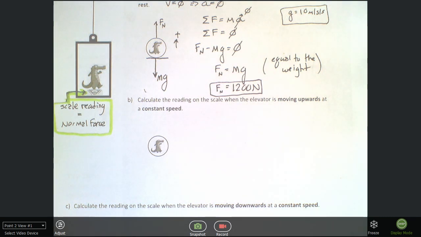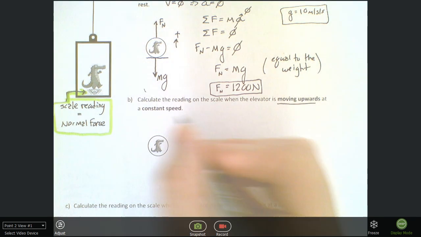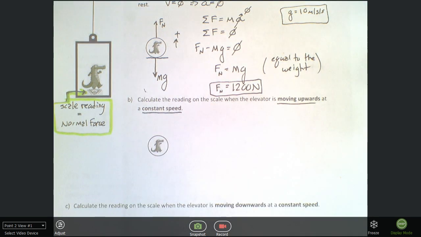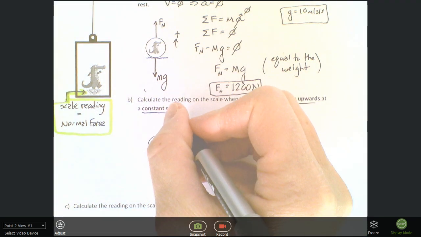Calculate the reading on the scale when the elevator is moving upwards at a constant speed. Well, what does constant speed mean?